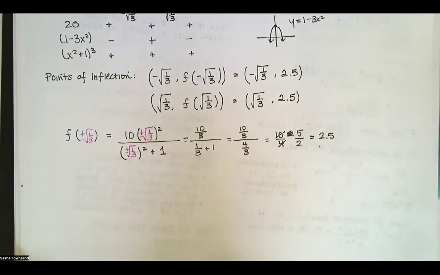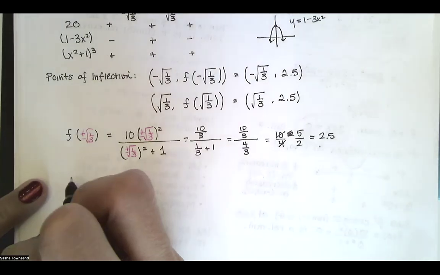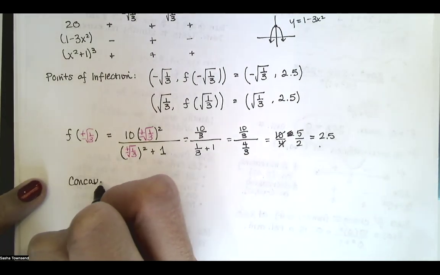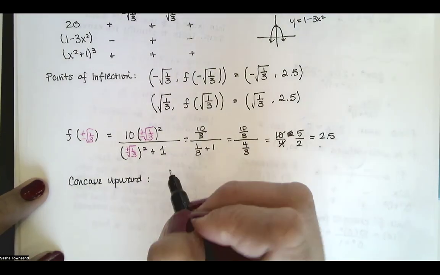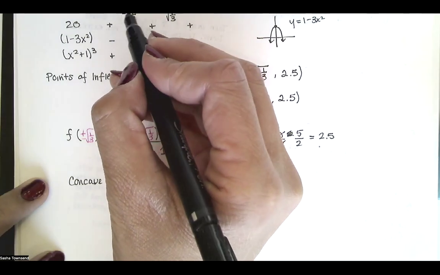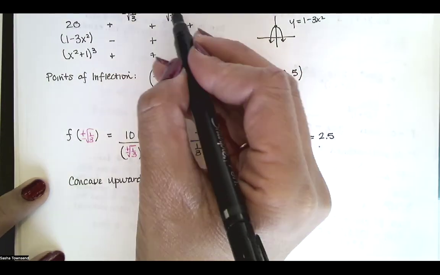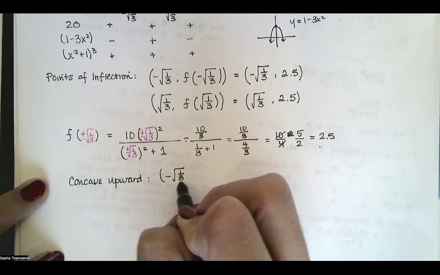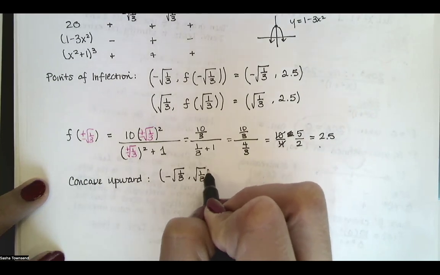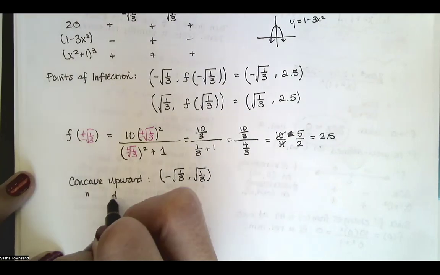Okay, so those are our points of inflection, and our graph is concave upward on negative the square root of 1/3 to positive square root of 1/3. And it's concave downward on the other intervals.